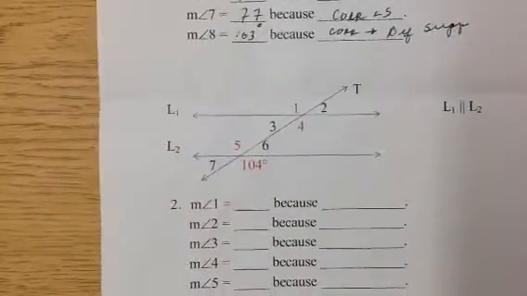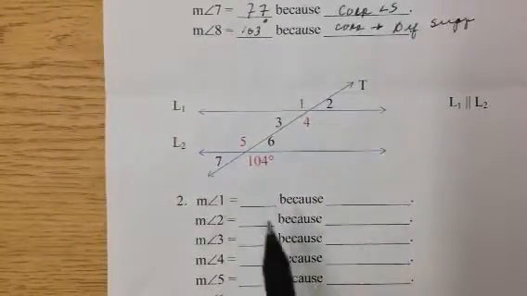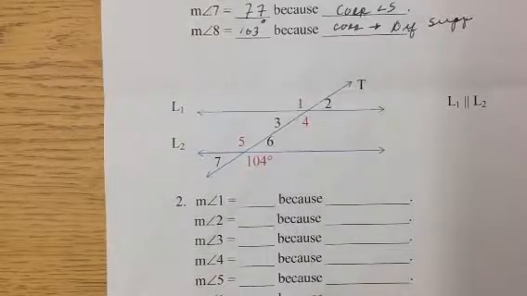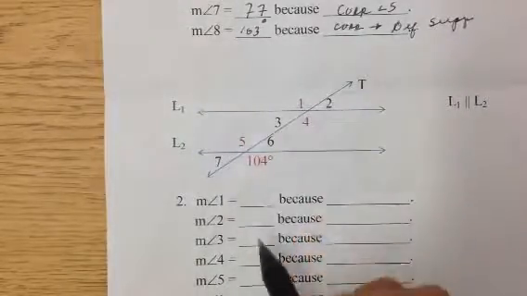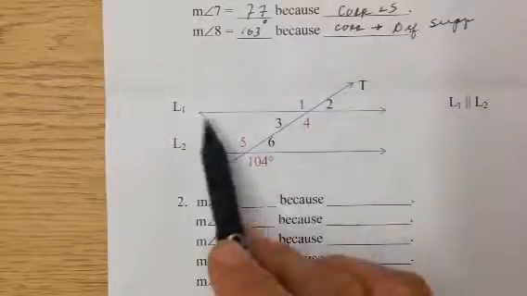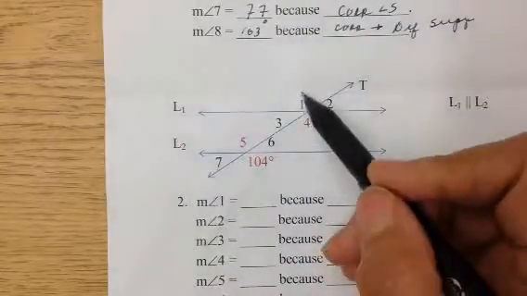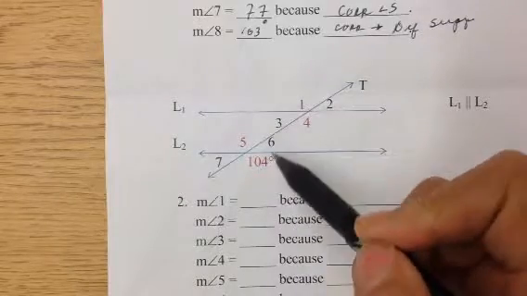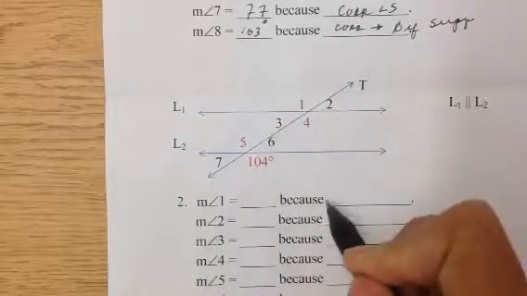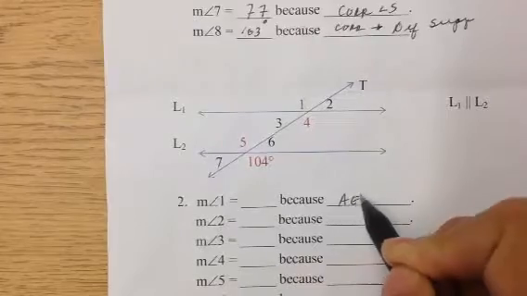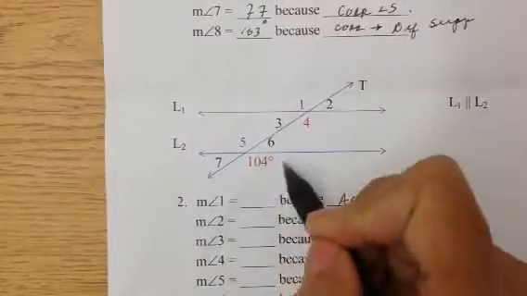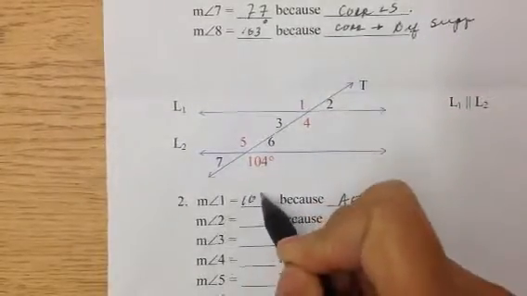All right, for our last example, I've given you that angle 8 is 104 degrees. So for the measure of angle 1, notice that everything is in place. I told you these were parallel lines. Here's our transversal. I have alternate exterior angles, so they're going to be congruent. So if this is 104, that's going to be 104.